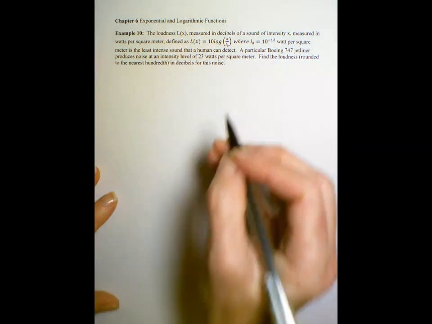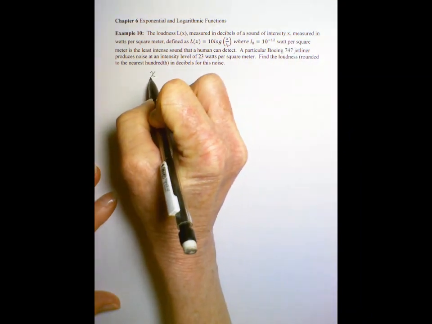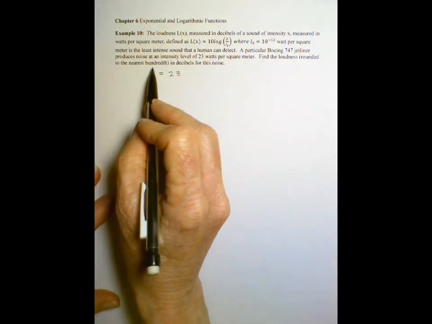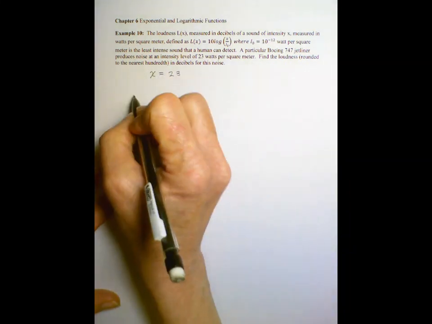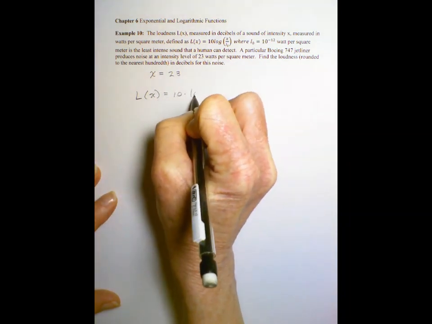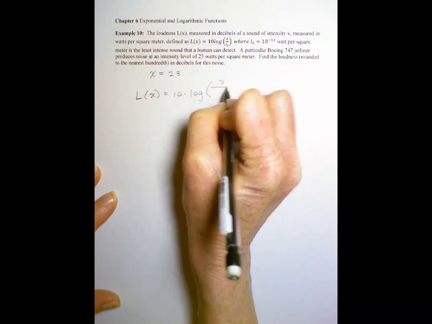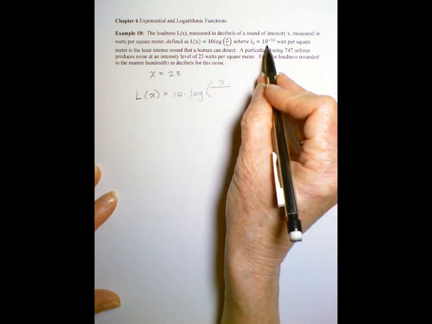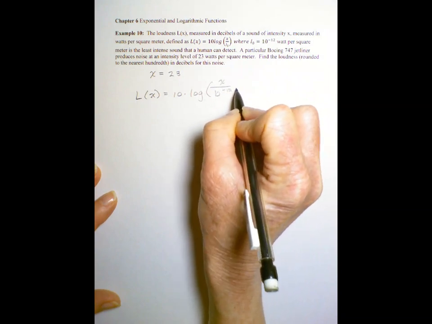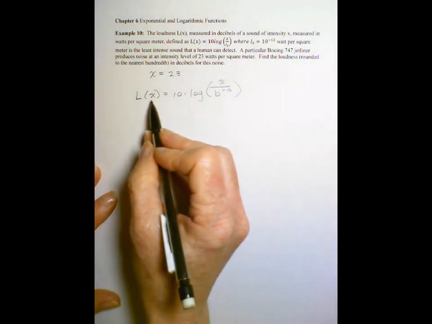A particular Boeing 747 jetliner produces noise at an intensity level of 23 watts per square meter. So remember, x is the intensity, so they just told us x is 23. Find the loudness rounded to the nearest hundredth in decibels for this noise. So our function is L of x equals 10 times the log of x over I sub 0, but they tell us what I sub 0 is, so that's not a variable, that's 10 to the negative 12. Okay, but now they're telling us what x is.